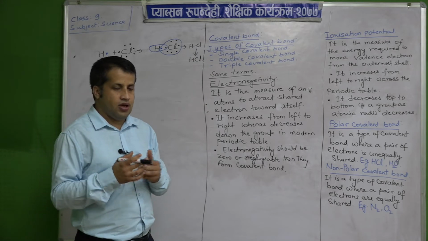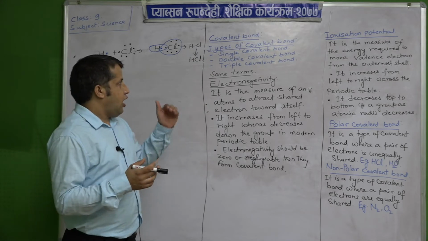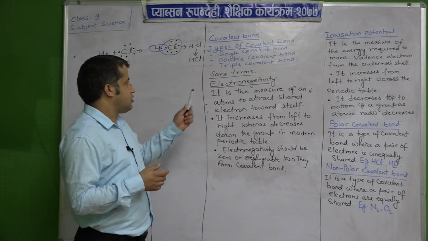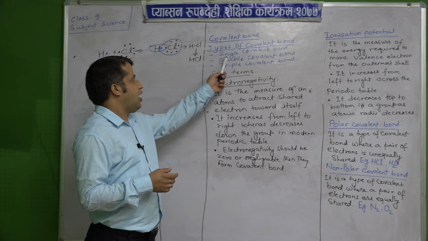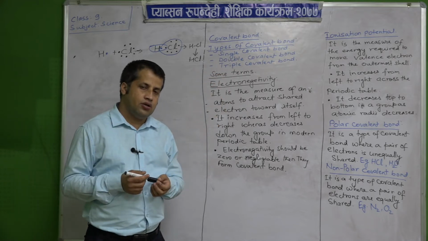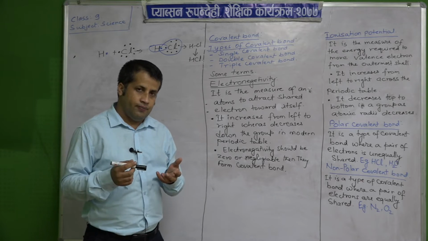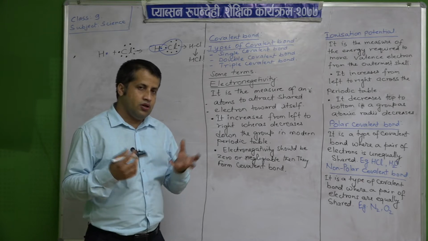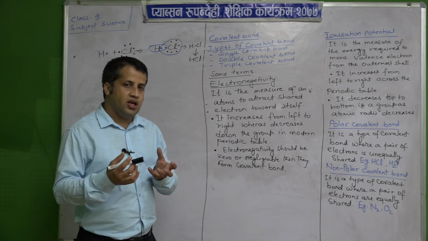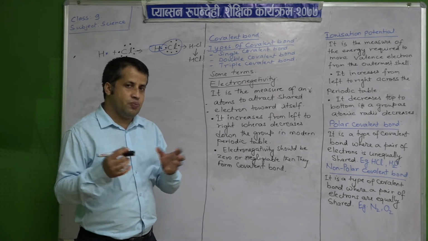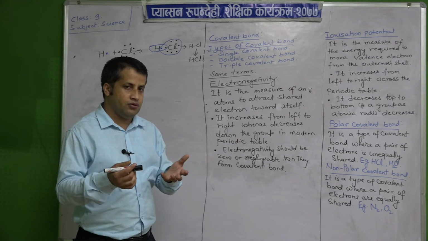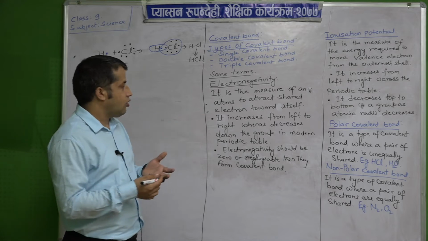After that we studied the types of covalent bond. In the last class we studied that they are of three types. The first is the single covalent bond. What is a single covalent bond? The bond which exists by sharing one electron each by the two atoms involved to make a compound is known as a single covalent bond.